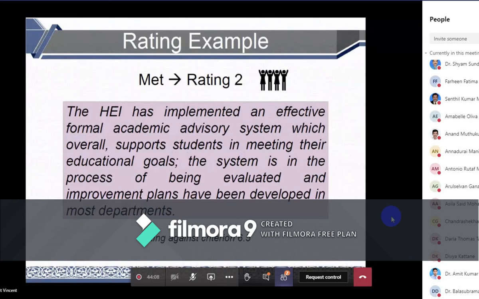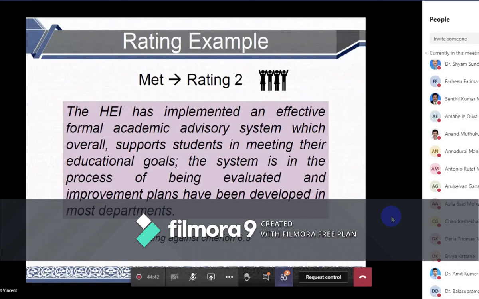The system is in the process of being evaluated, and improvement plans have been developed in most departments. That means it's not yet sustainable. Across the four or five departments that we have, we have a good plan. Excellent, we have an approach. No problem, we do have deployment, that is your methods, mechanisms, and processes. Very good. Now, the system is in the process of being evaluated.